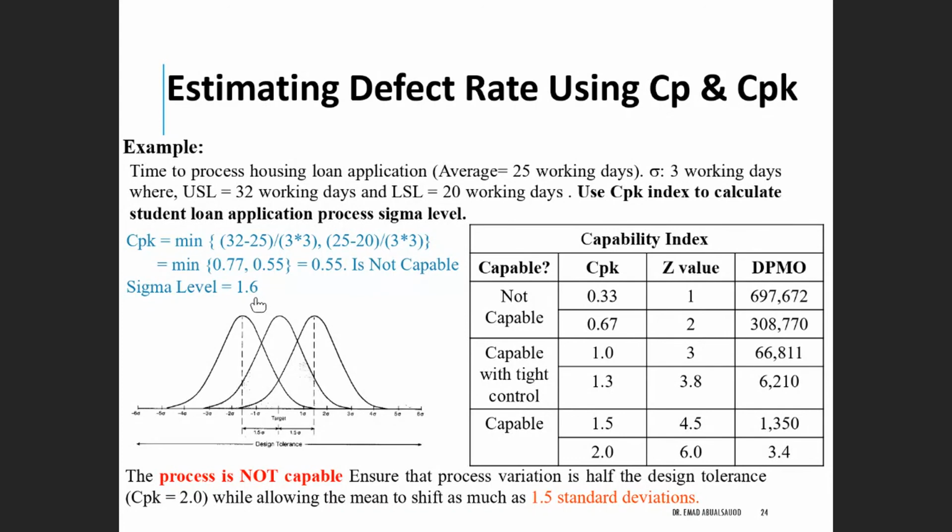So the process has to work on its capability before I monitor it or control it or even improve it. You have to work first on meeting your specification, and then you can work on improving your performance by reducing the variability of your process and improving your DPMO level, reaching a high sigma level. Those were the two examples of estimating the defect rate using the process capability index. And by this, we come to the end of this session.